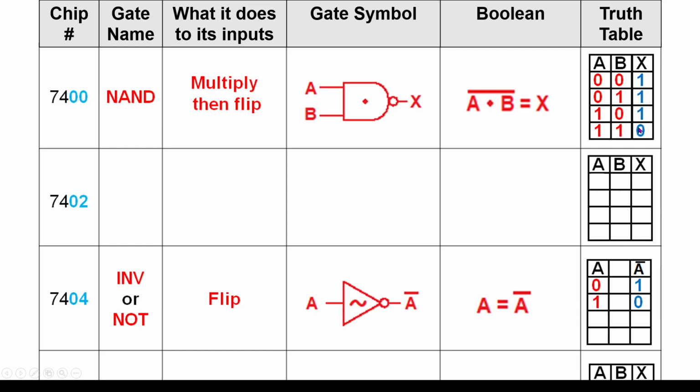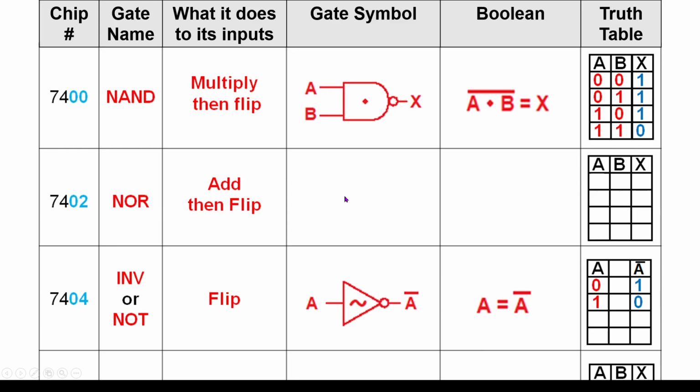That's a 0. So if you look at the truth table for the NAND gate and the truth table for the AND gate, the outputs are just opposites of each other. The AND gate would be 0, 0, 0, 1, and these are just the inverted outputs. The OR gate and the NOR gate are also very similar. This 02 is going to be a NOR gate. And the NOR gate, well, it adds first, then it flips.